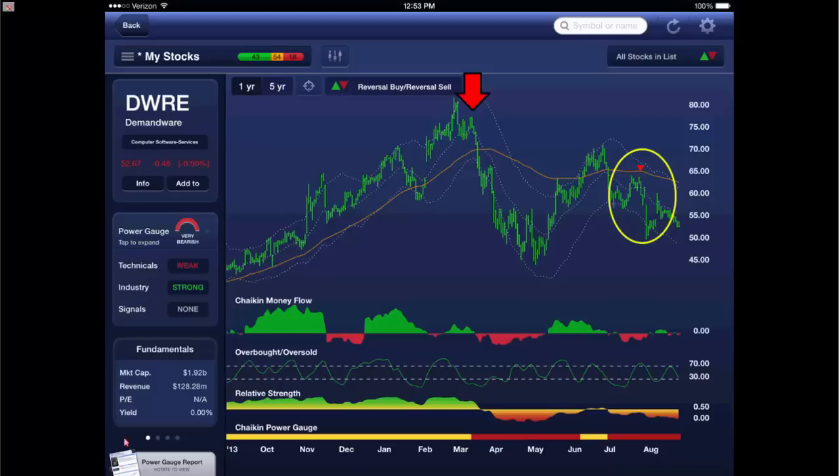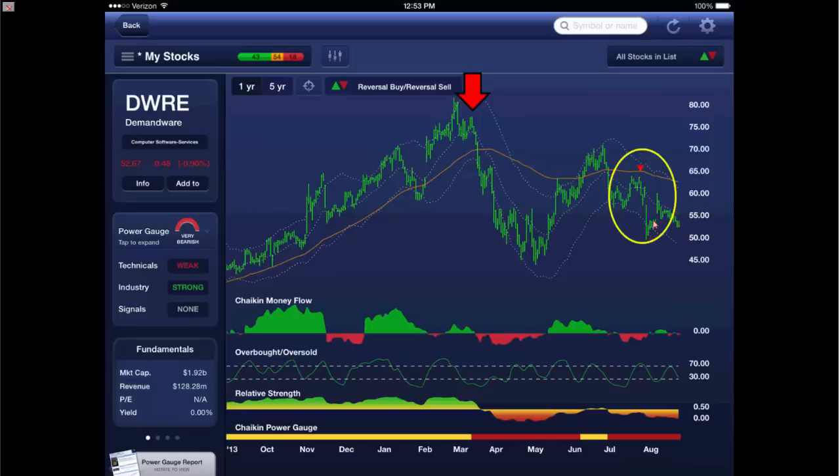It doesn't even have revenue. They've got $128 million in revenue, and it's a $2 billion market cap. So that's 8 times revenue. I'm sorry, it's 15 times revenue, and the company doesn't earn any money. So even down from 80 to the low 50s, this stock is on a high wire without a safety net.